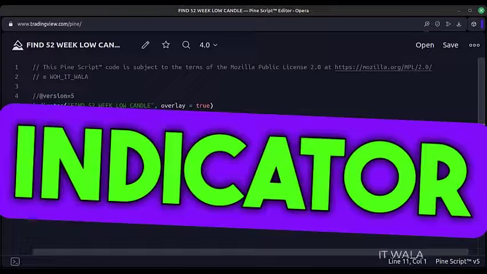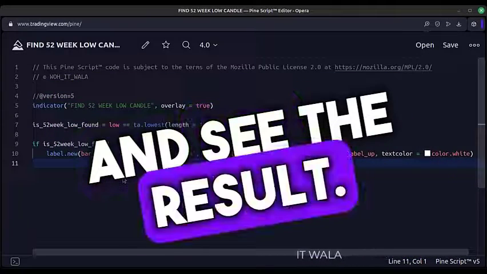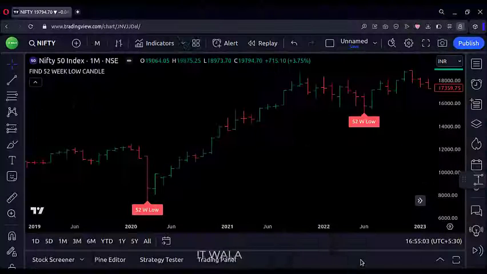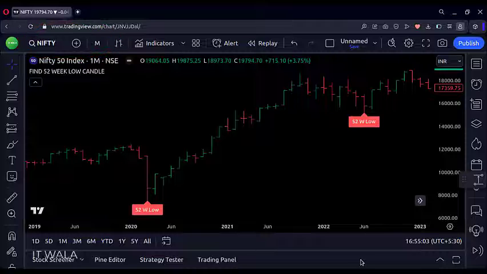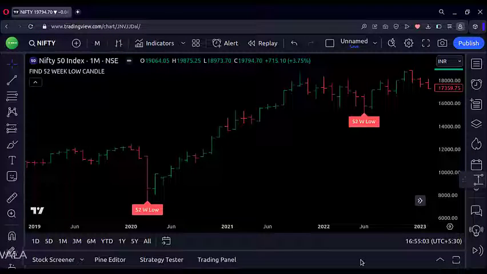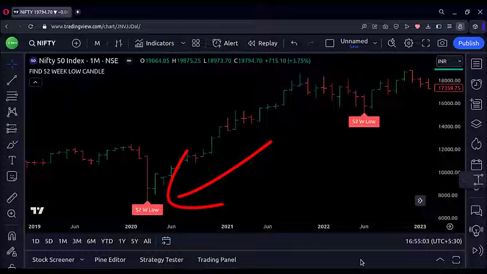Now, let's add this indicator to the chart and see the result. Right now, I'm on the Nifty monthly chart. And we can see that the indicator has pointed out 2 candles which are the lowest in the last 52 weeks. This was the 52-week low when the pandemic happened.